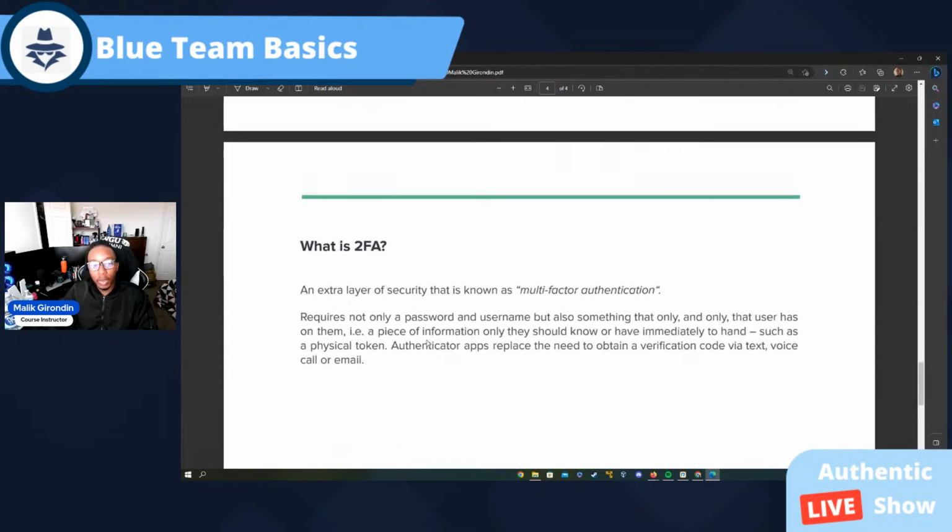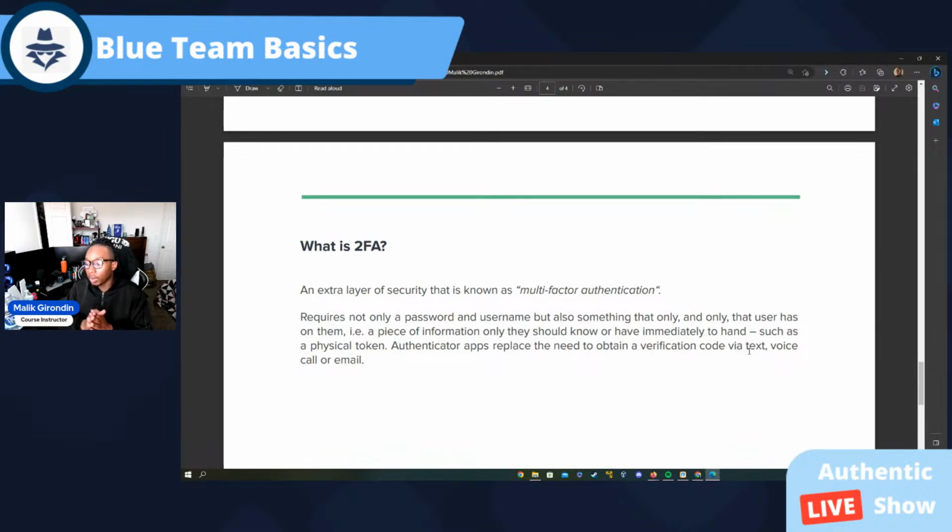And the last one. What is 2FA? Now, we talked about multi-factor authentication, how hackers are bypassing it. Well, what is two-factor authentication? Multi-factor authentication is an extra layer of security that requires not only a password and username, but also something that only the user has on them, i.e. a piece of information only they should know or have immediately to hand, such as a physical token. Authenticator apps replace the need to obtain a verification code via text, voice call, or email.